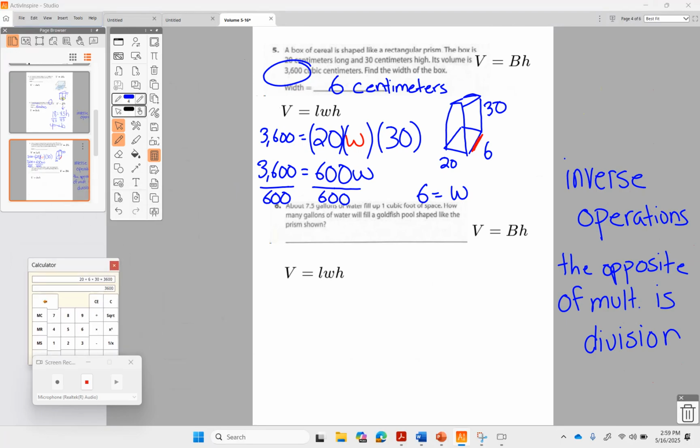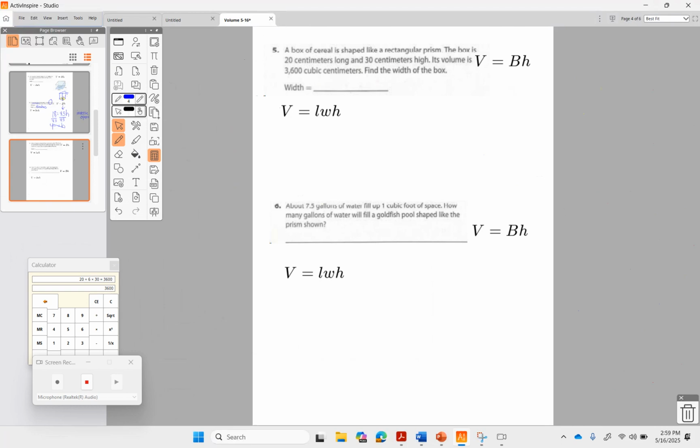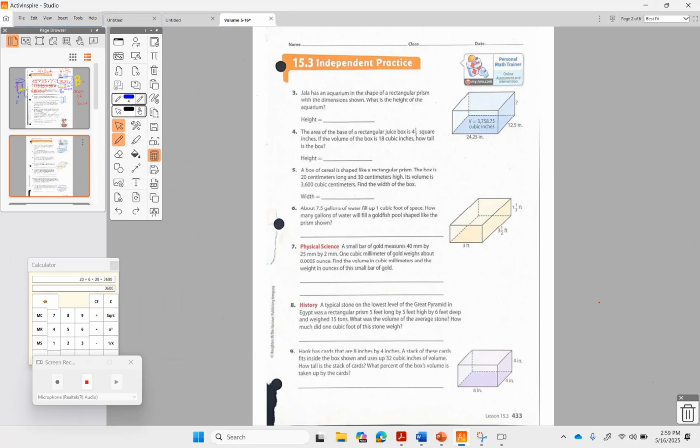next. About 7.5 gallons of water fill up 1 cubic foot of space. How many gallons of water will fill a goldfish pool shaped like the prism shown? Well, I didn't copy the prism shown. So let's go back up here. Let's see. The prism shown is right here. It's 3 feet by 3.5 feet by 1.5 feet.